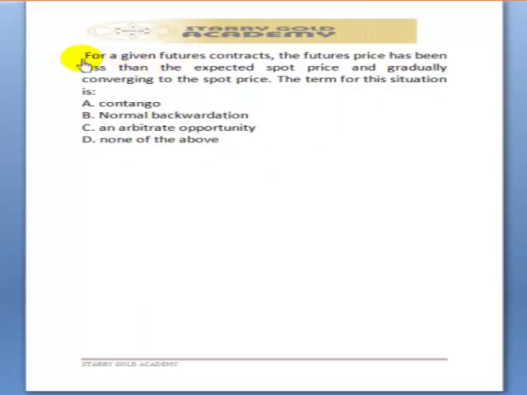Question 2. For a given future contract, the future price is less than the expected spot price and gradually converging to the spot price. What does this mean? Even without telling the answer, I'm supposed to know, because this is what we just finished. What we are saying is that the future price is less than the expected spot price and gradually converging at the spot price. This is a normal backwardation. Our answer is B. That's the normal backwardation definition. Please note this very well.